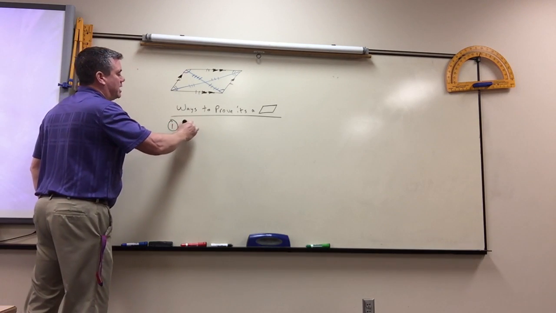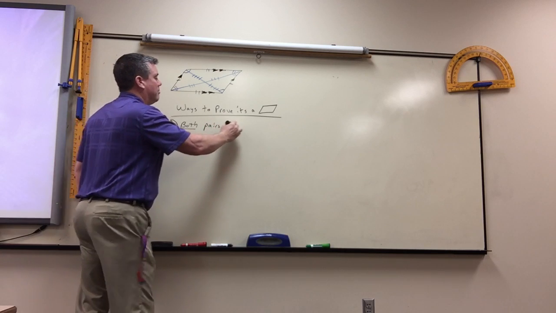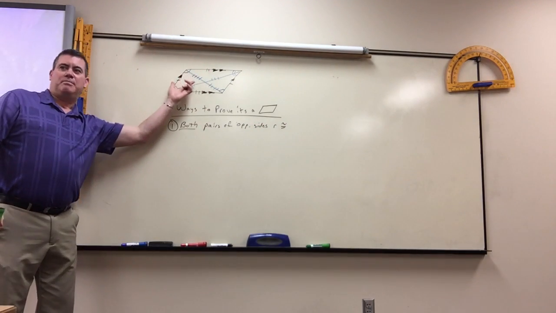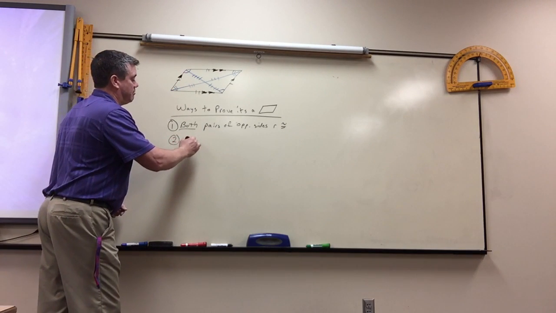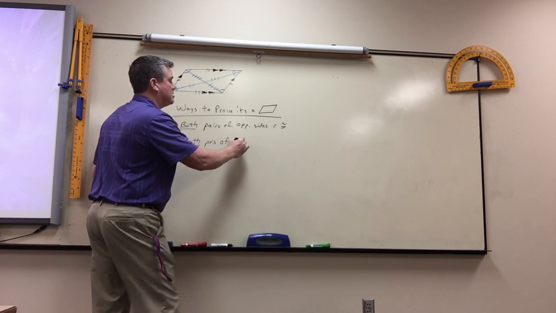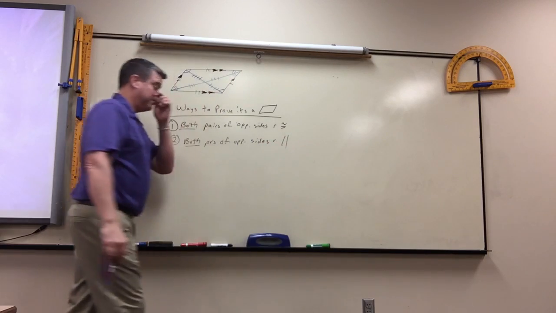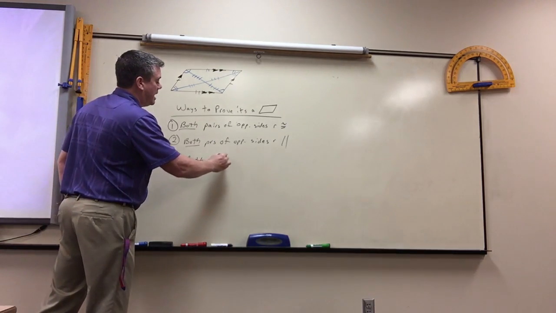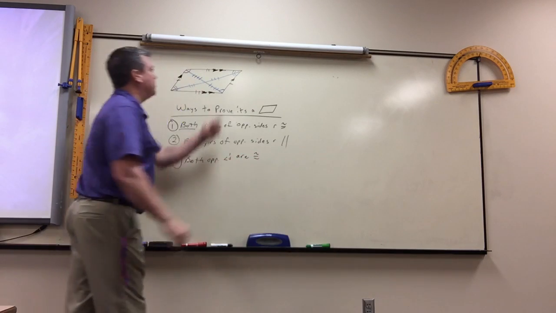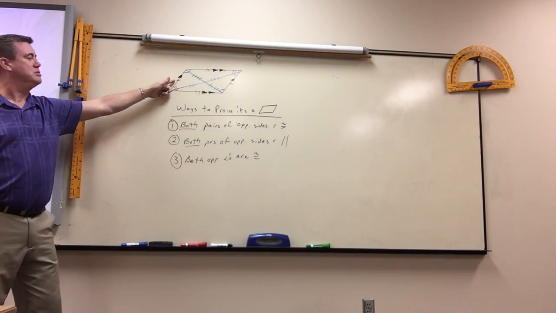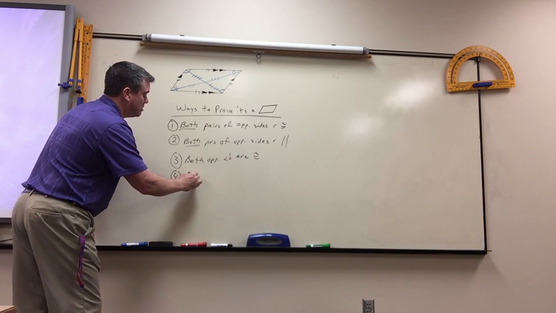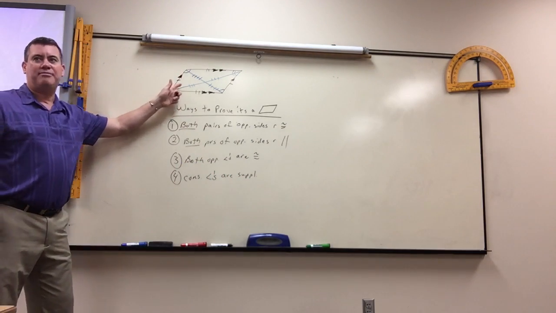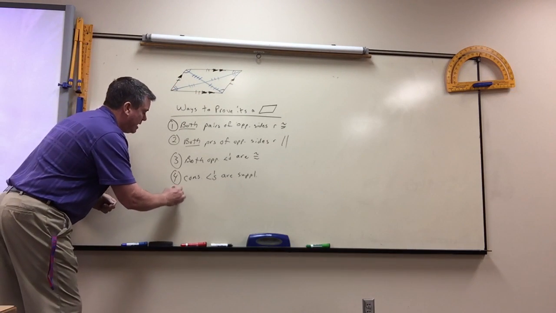So the most common is both pairs of opposite sides are congruent. So both pairs have to be congruent, opposite sides. Second way, it would be if both pairs of opposite sides are parallel. Both opposite angles are congruent. Again, it's got to be both opposite. It can't just be one pair of opposite sides or angles. Consecutive angles are supplementary. That means any 2 angles in a row have to add up to 180. Diagonals bisect each other.